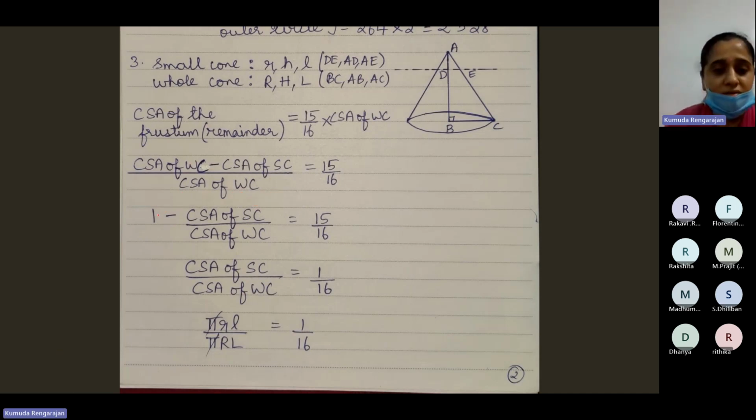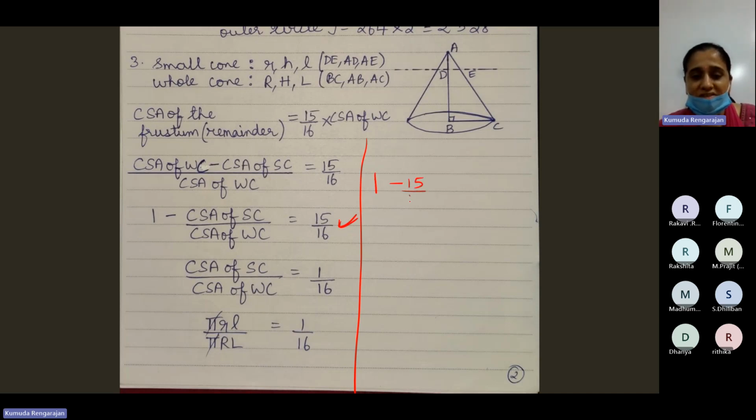Now this you can transpose. So this step, children, this step. It will be 1 minus 15 by 16 is equal to CSA of small cone by CSA of whole cone, right? Just gathering the numbers on one side. Because it's minus, it will go to the other side as plus. So 1 minus 15 by 16 is equal to CSA of small cone by CSA of whole cone. When you take the LCM, 16 is a common denominator.